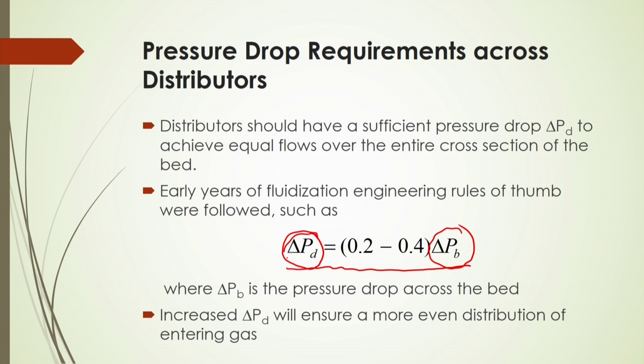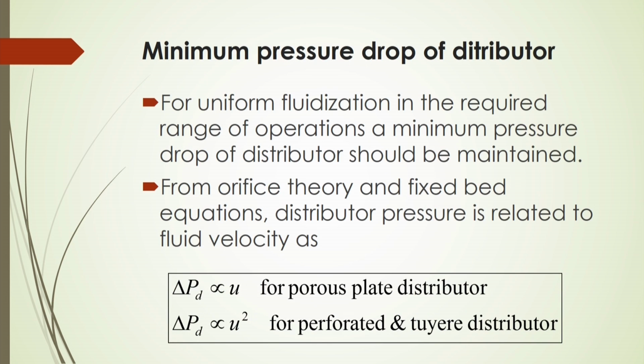So, the distributor pressure drop should be 20 to 40% of the bed pressure drop to get equal flow over the entire cross section of the bed. Increased distributor pressure drop will ensure a more even distribution of the entering gas. Minimum pressure drop of the distributor. For uniform fluidization in the required range of operations, a minimum pressure drop of the distributor should be maintained.